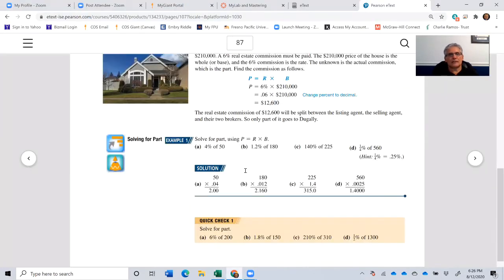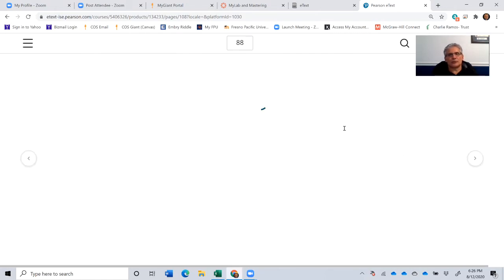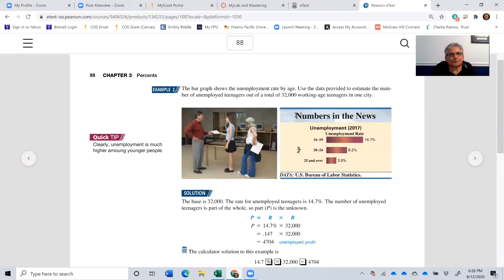There it is. Okay, there's several problems to solve. I'm sure you'll do just fine on that. Example number 2, the bar graph shows the unemployment rate by age. Use the data provided to estimate the number of unemployed teenagers out of a total of 32,000 working age teenagers in one city.